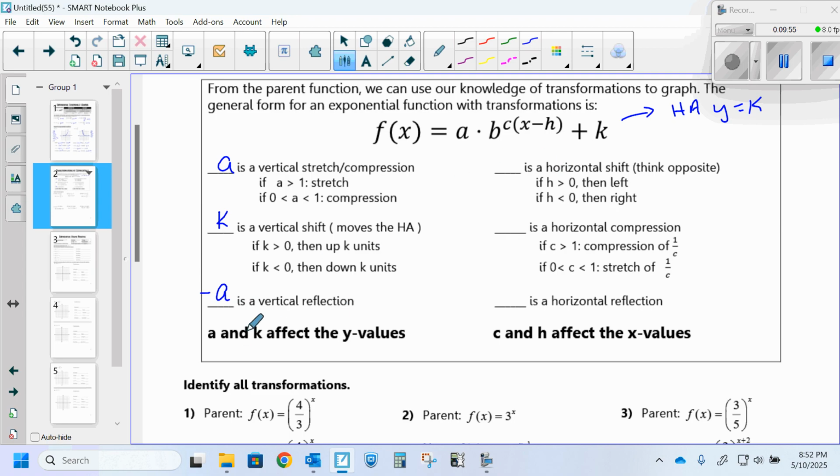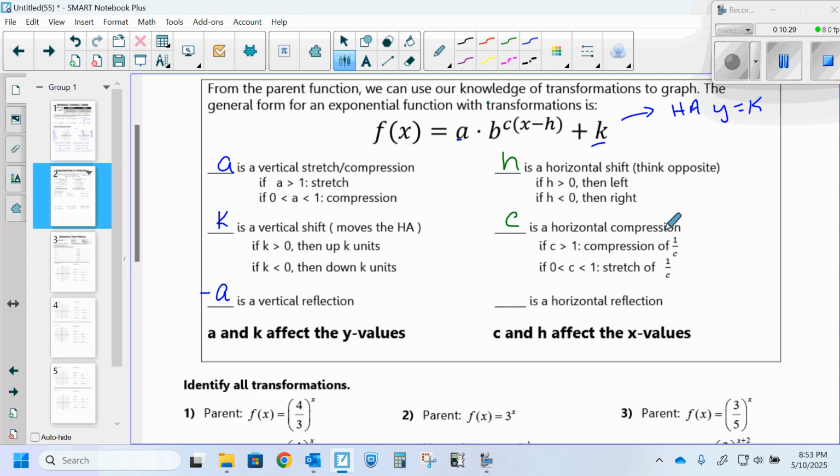And all of these affect the y values, if you remember that. Your A and your k always affect the y values. Okay, let's talk about what affects the x values. Actually, it says horizontal shift, so I have to read first. So H is your horizontal shift. It tells you to go left or right. Don't forget, you have to do the opposite. So if it's x minus 2, you go right 2. Again, if H is positive, you go left. If H is negative, you go right.